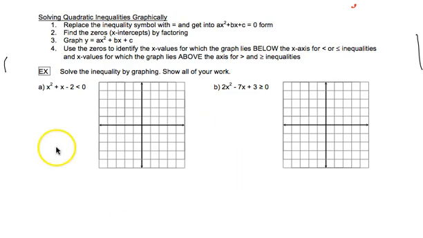In this video, we're going to learn how to solve quadratic inequalities graphically. And just because the title doesn't say factoring doesn't mean you're getting out of factoring. It is one of the steps.